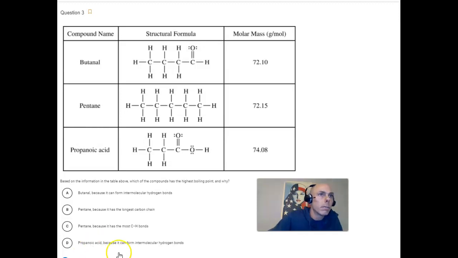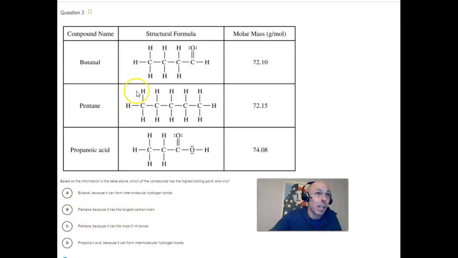Come on back. All right, the answer is D. It is not A, because butanal, although it has an H in it, does not form hydrogen bonds or hydrogen intermolecular forces. The H is not directly bonded to an N, O, or F. This is just a polar molecule that would experience dipole-dipole forces and some London dispersion forces.